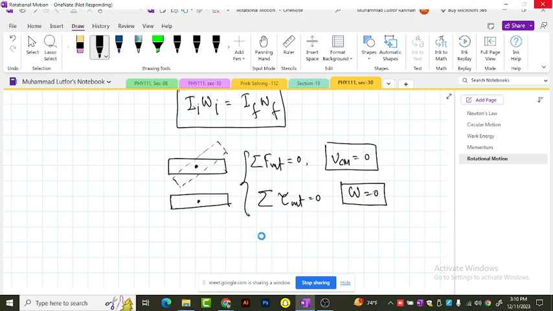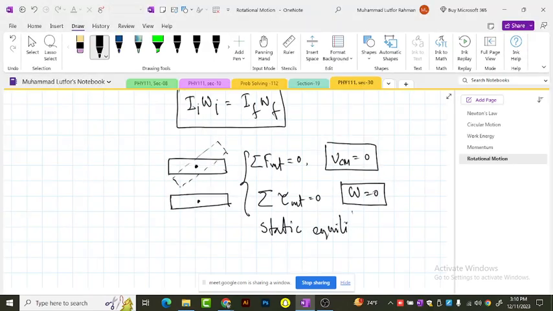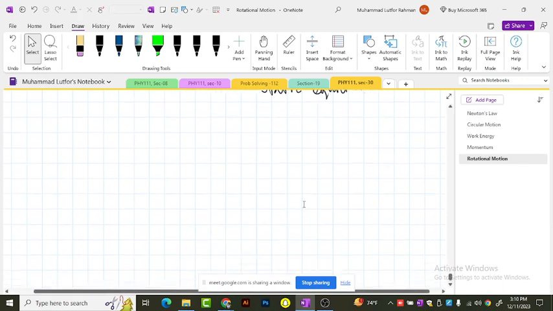And these two conditions are called the conditions for static equilibrium. If the net force is 0 and the net torque is 0, then the system would be in total static equilibrium. Remember, when you want to make a static equilibrium of a system, these are the two conditions. Net force must be 0, and also the net torque on the system has to be 0. Then the system will be in total static equilibrium. All right?